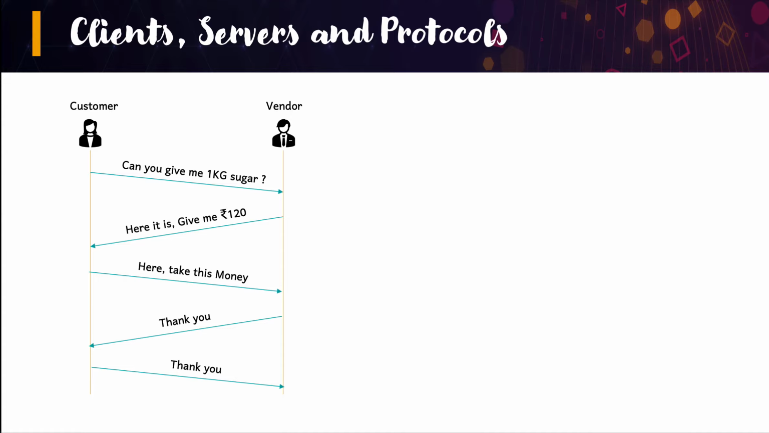You can replace sugar and the amount and the weight with anything else, but the conversation typically remains the same. The diagram that you have on screen is called a sequence diagram that shows the sequence of events from top to bottom. The very first event is shown on the top. Subsequent events are shown one after the other until the last event is shown at the bottom of the diagram.